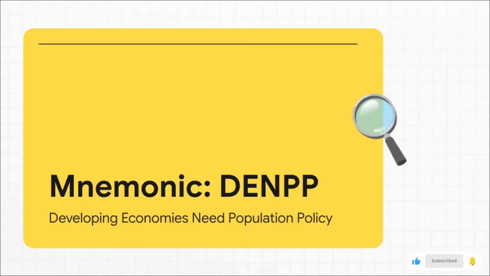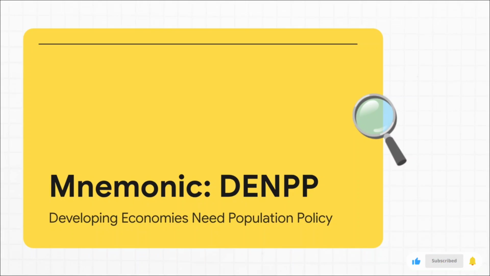If you want to write a really top-notch answer, you need a solid structure. And for this question, our secret weapon is the mnemonic DENPP. Yep, DENPP. It stands for Developing Economies Need Population Policy.